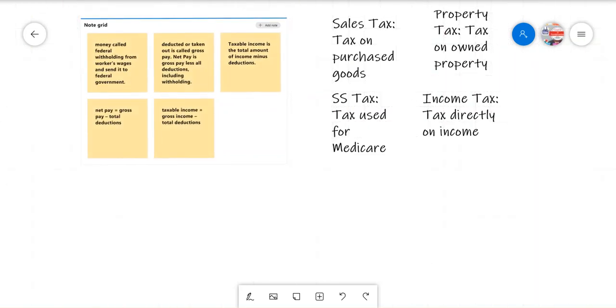So, taxable income will essentially be what you get your income tax on. So deductions may include things like charity and withholding and other things. And when those deductions are done, you have income tax that you have to pay. And then on top of that income tax, that becomes your net pay.